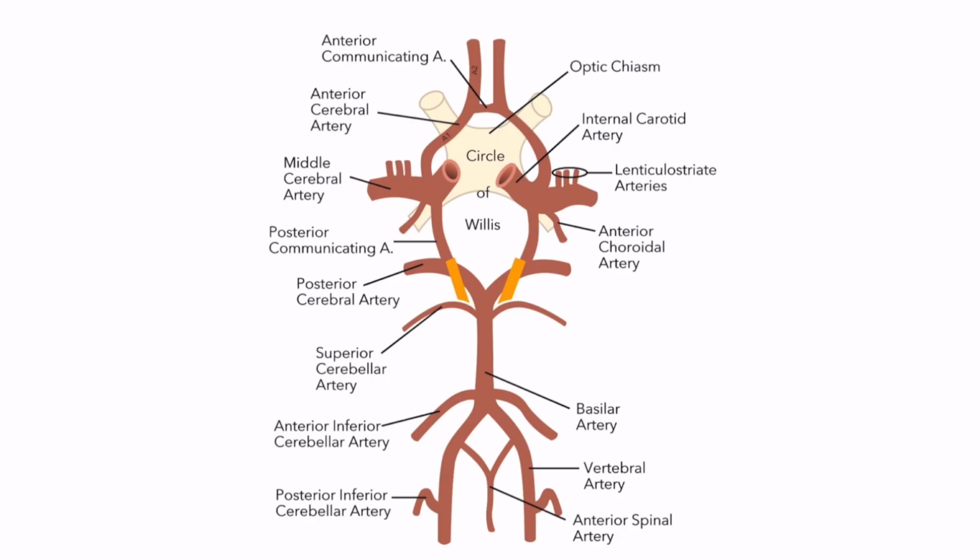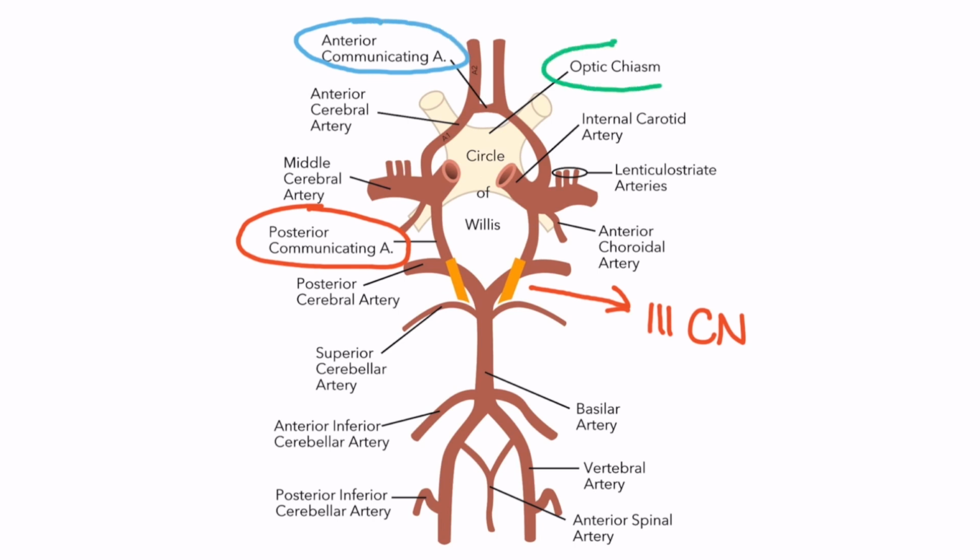Here is an illustration showing the circle of Willis. If the Berry aneurysm involves the posterior communicating artery, neurologic deficits of oculomotor nerve will be present, such as ipsilateral ptosis and dilated pupil. Also, if the aneurysm involves the anterior communicating artery, the optic nerve, or optic chiasm, will be affected, and unilateral vision loss or bitemporal hemianopsia can be present, respectively.